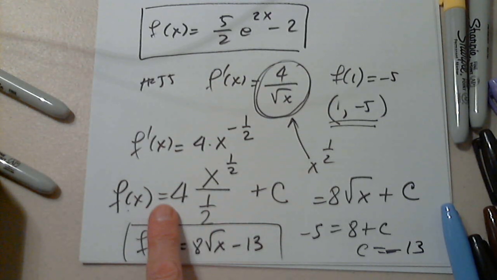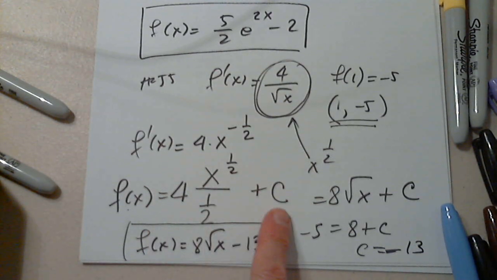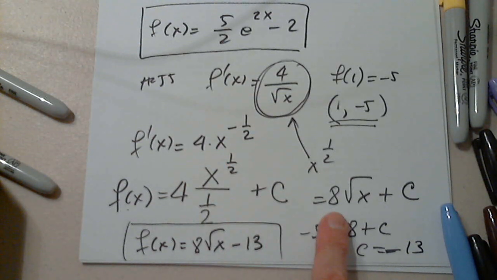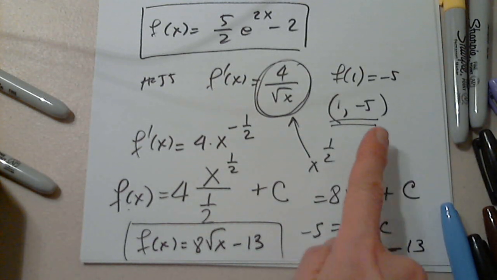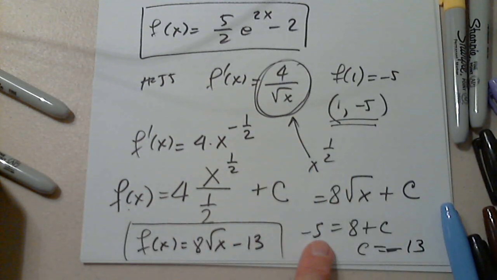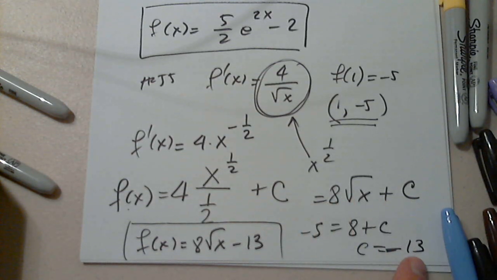Okay, so it was 4x to the 1/2 plus c. Flip, we get 8 times the square root of x plus c. I'm plugging in the point when x is 1, y is -5. -5 equals 8 plus c. Move 8 to the other side, -13.